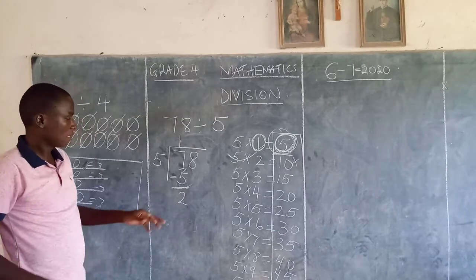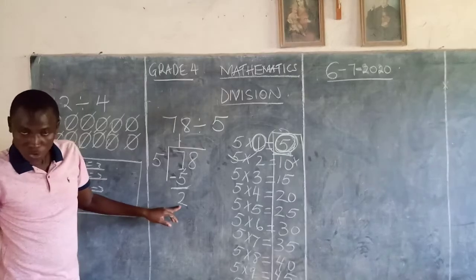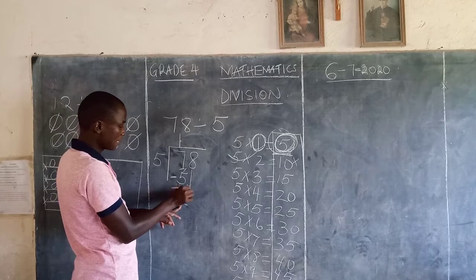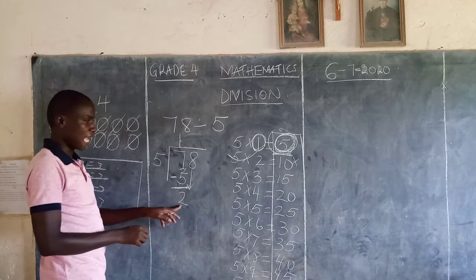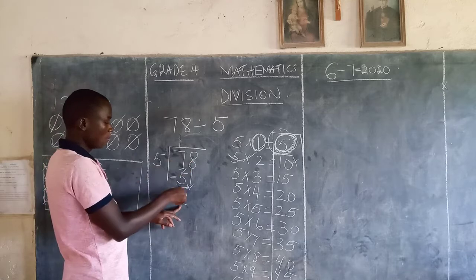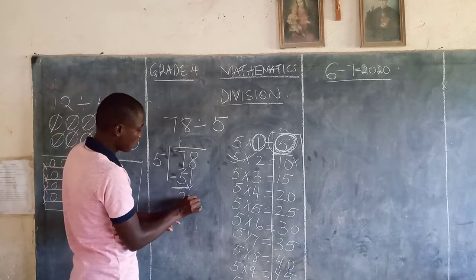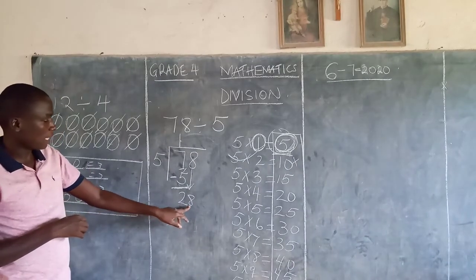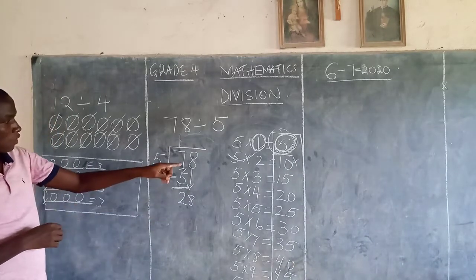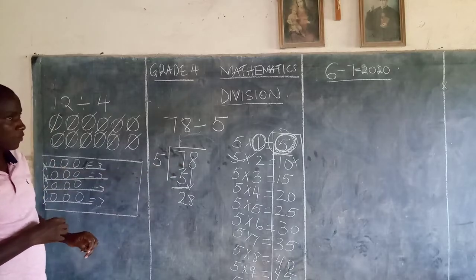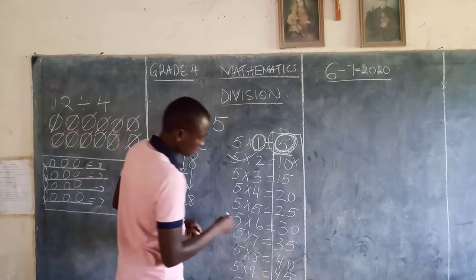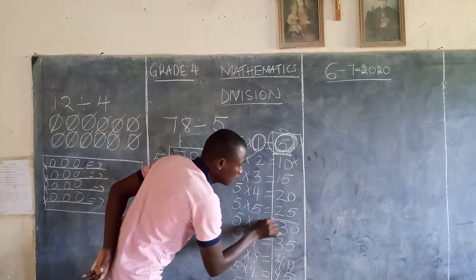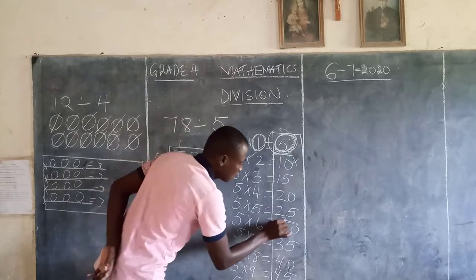Have you seen that? After obtaining 2, you drop the next single digit, which is 8. When you drop 8 here, we are going to have 28. You go back to your table, check to find 28. Do you have 28? We don't have 28, but 28 will fall in between 25 and 30. Here is where you have 28.